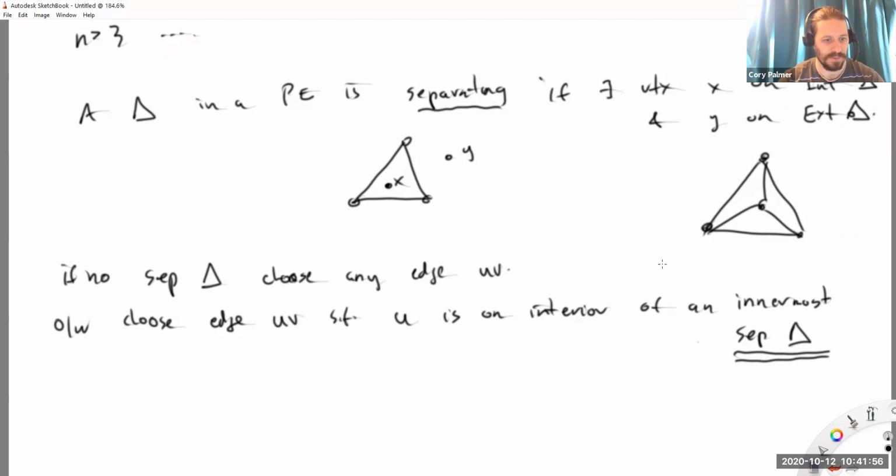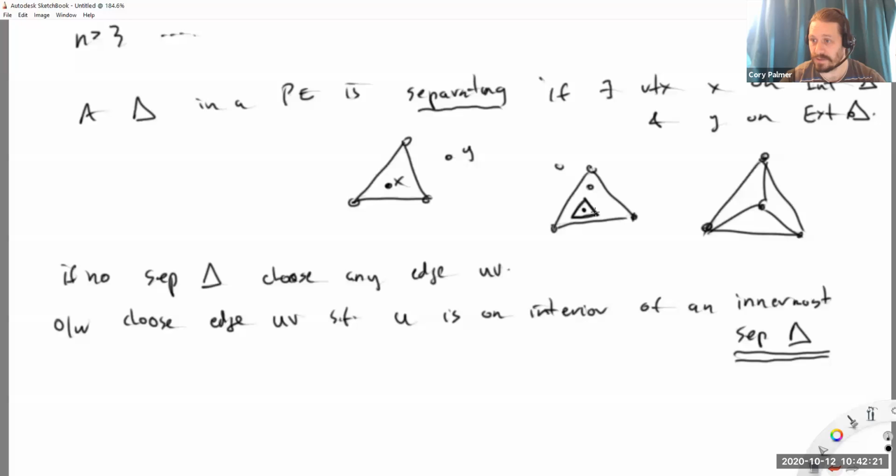Okay, so let me give an example of one that's not an innermost separating triangle. This triangle is separating because there's a vertex inside and outside, but say there's another triangle, potentially even using this vertex, with a vertex inside of it. This triangle is separating, but it's not innermost because there's a smaller triangle living inside of it that is separating, that vertex and then any of the remaining 5 vertices. Okay, does that make sense?